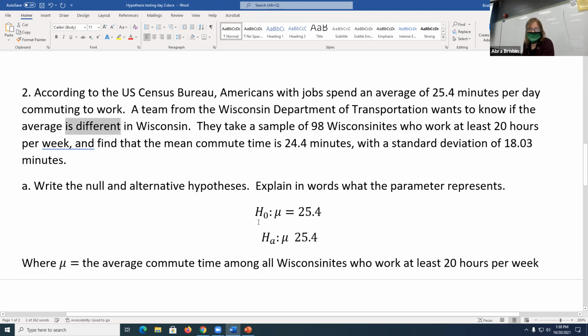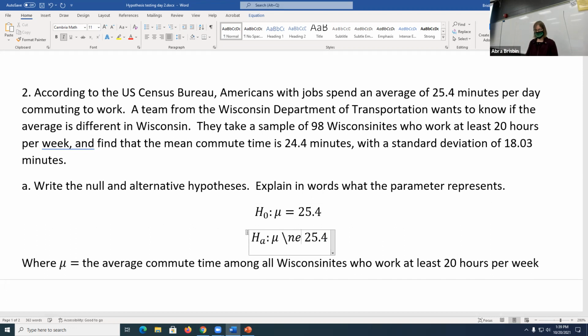So the Wisconsin DOT wanted to test whether the average was different in Wisconsin. And they didn't have a prior idea of we expect it to be less in Wisconsin or we expect it to be more. So because of that, we're interested in differences on either side of 25.4. So we're going to test whether mu is not equal to 25.4.